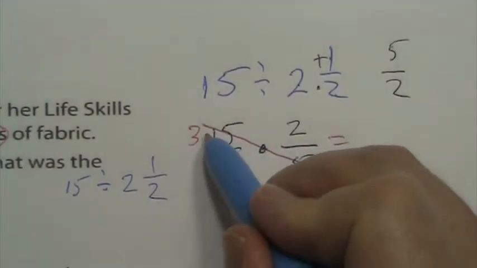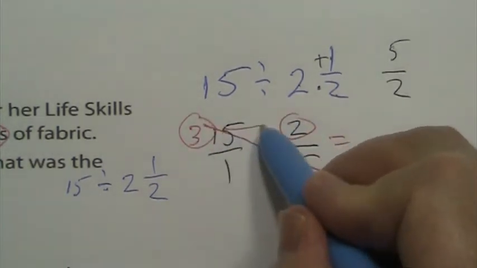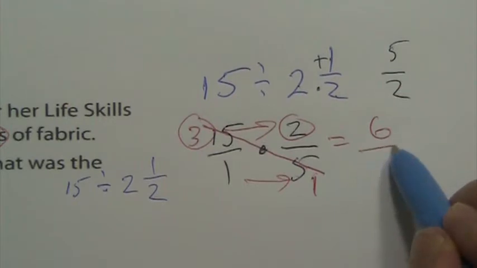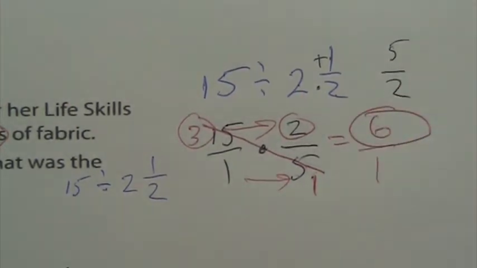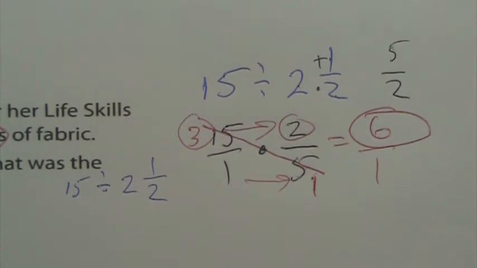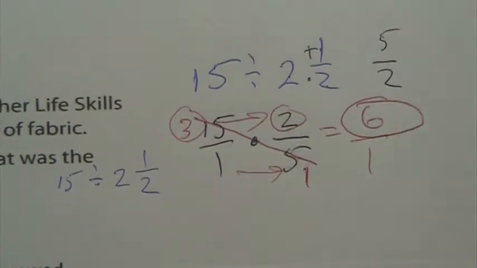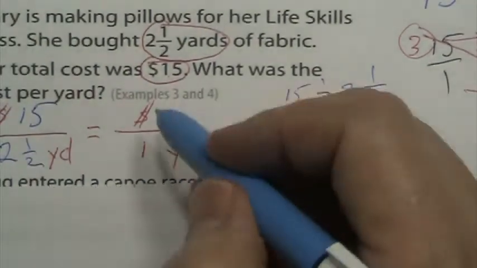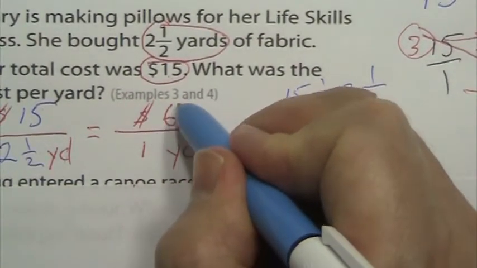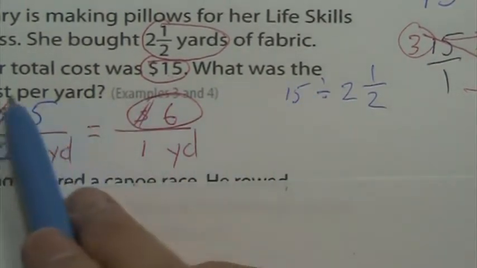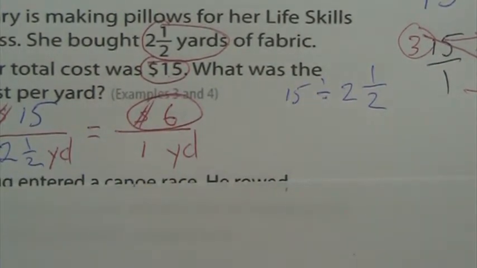I multiply across, I have a 3 and a 2. That's 6. 1 times 1 is 1. The answer is 6. The answer is $6, excuse me. I'll just put that right back in here. And here's the answer, 6. The answer is $6. What was the cost per yard? $6.